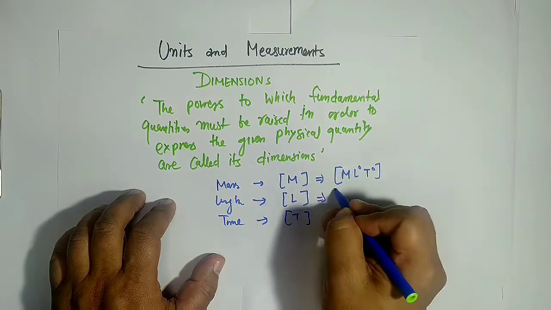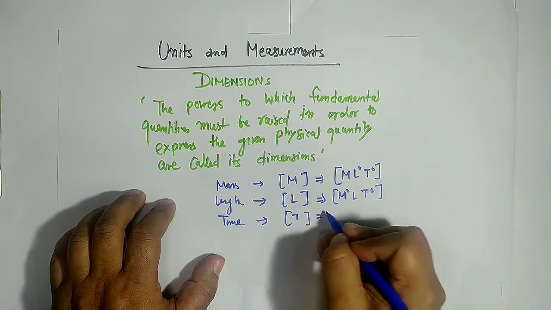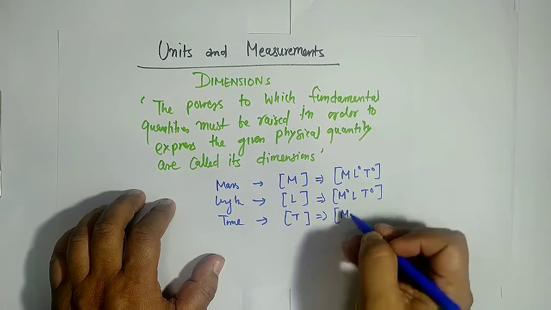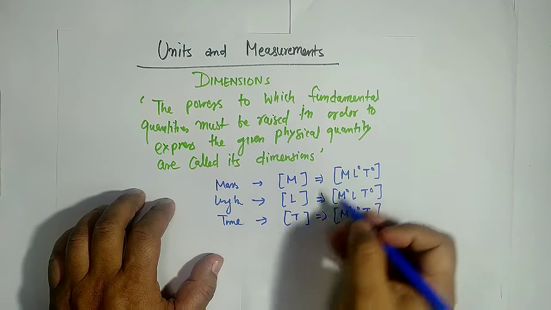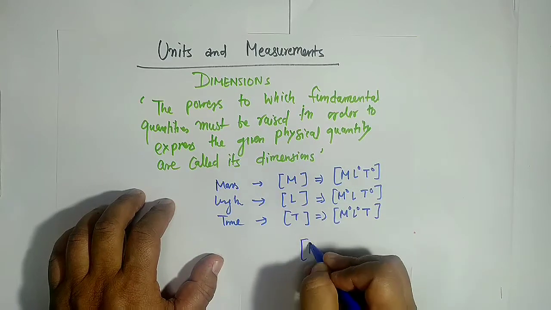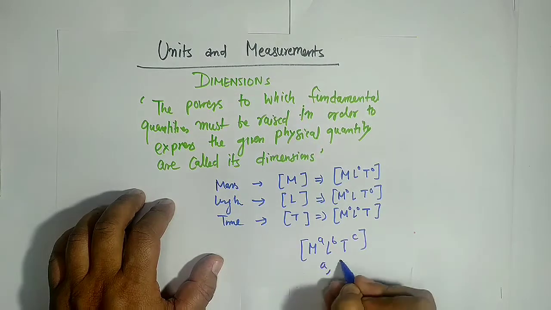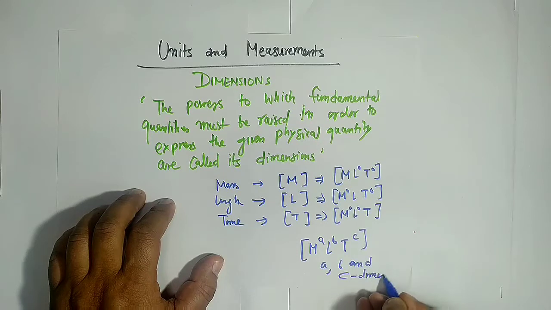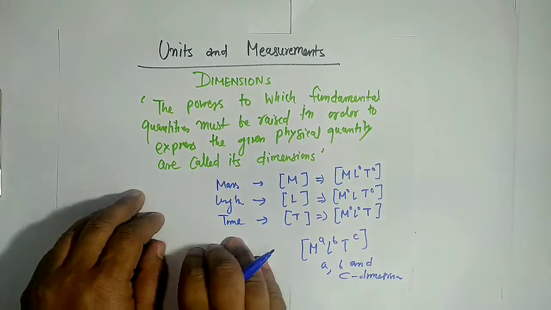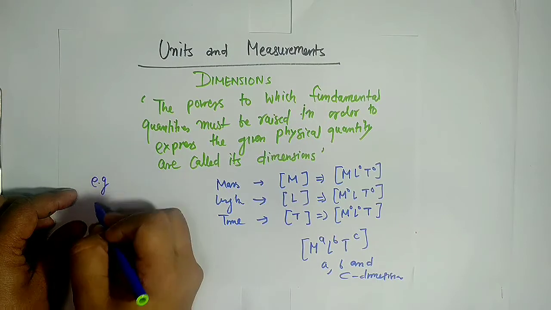Here we can write M0, L, T0. Here you can write M0, L0 and T. Their powers are, say, M power a, b, c. These are the dimensions. a, b and c are dimensions. So we'll just discuss the dimensional formula. I gave you an example. Again, I am giving an example.